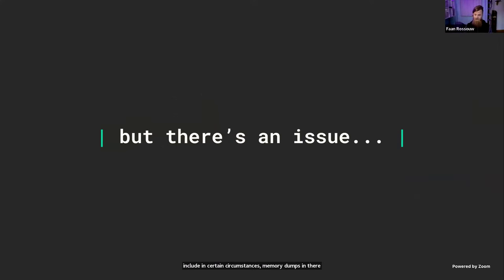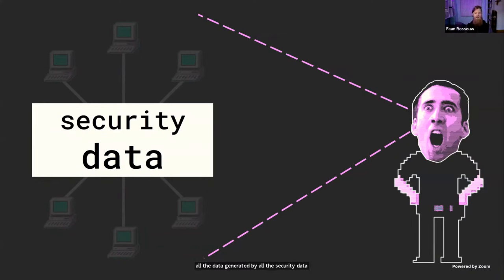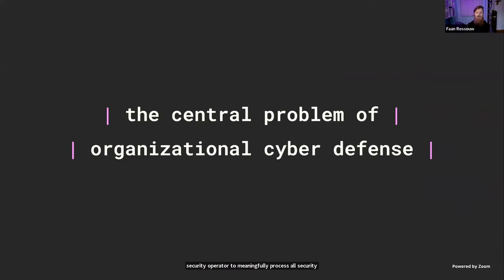But here's the issue. If the security operator had to meaningfully try to process all the security data generated by the network, it would completely freak them out, obviously, because it is a Sisyphean task of the nth degree. In plain English, it's pretty much impossible for the security operator to meaningfully process all security data generated by the network. And so this is what I propose.